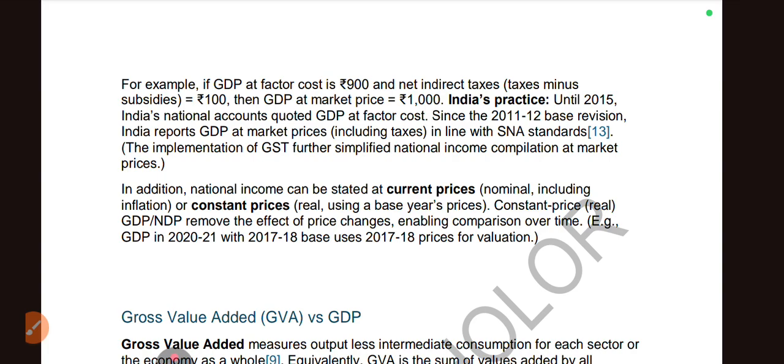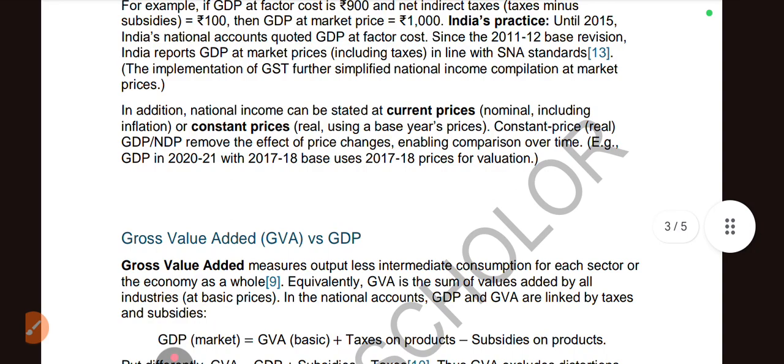India practiced, until 2015, national accounts quoting GDP at factor cost. Since the 2011-12 base revision, we take 2011-12 as the base year. India reports GDP at market prices in line with the SNA standard. In addition, national income can be stated at current prices or constant prices. Most things are measured in constant prices. Constant prices use 2011-12. Current prices use the current year.